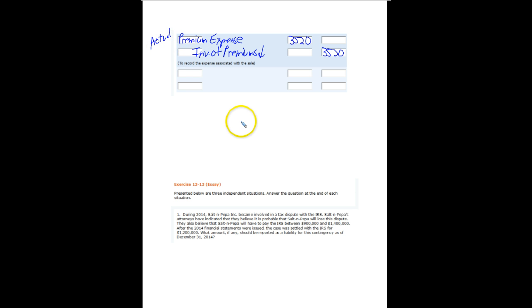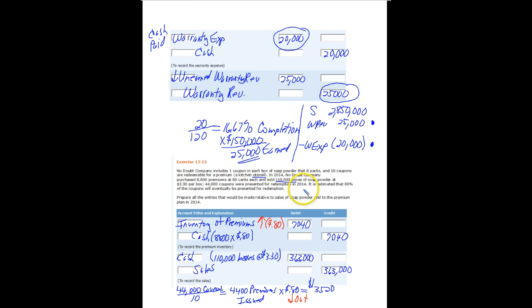But now we want to match sales with the premium expense in the same accounting period. So if we recorded sales of $363,000, we want to fully match that. What's the full cost of the premiums that we anticipate? So of these sales, how much is going to come back that we need to issue kitchen utensils for? Okay, so let's go back and look at the information to arrive at the estimate.